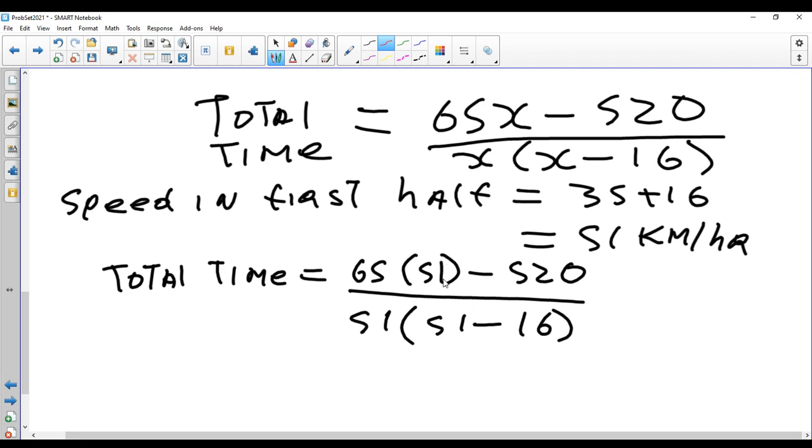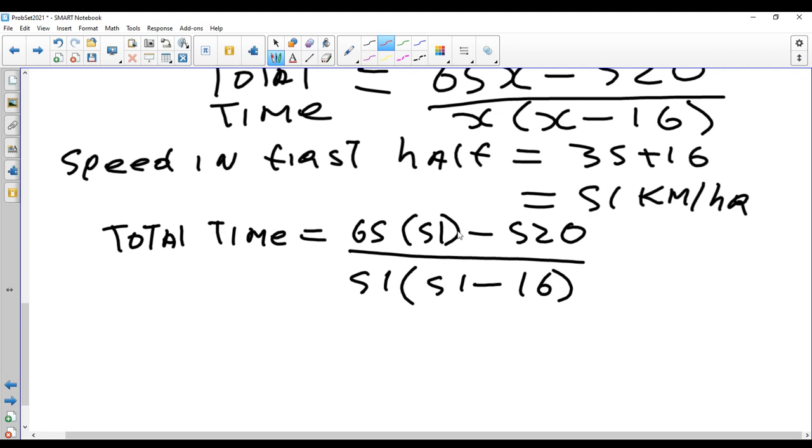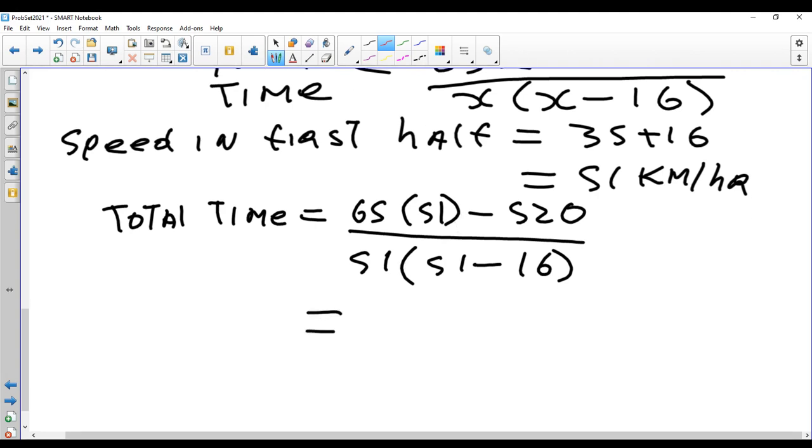65 times my x of 51 minus 520 over 51 into 51 minus 16. Okay, so let me get my final line. I need your help. I don't have my calculator here. 65 times 51 is what? 3,000. Okay, do this for me. Just minus 520 from that. Just give me the whole thing on top. Thank you. 2795 is what I'm getting. Is that correct? Okay, thank you.